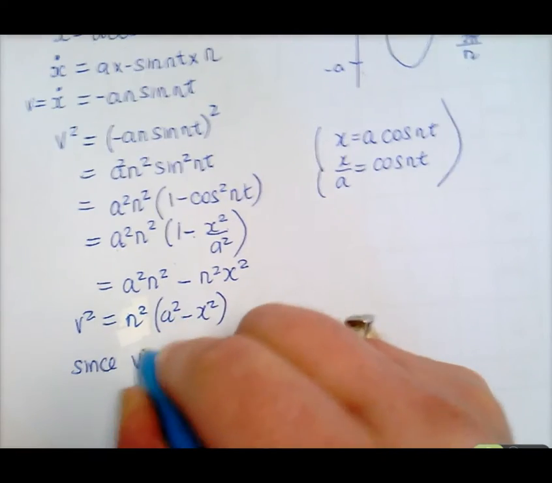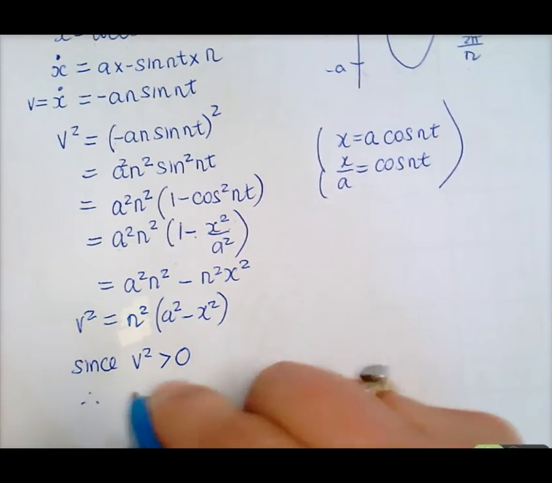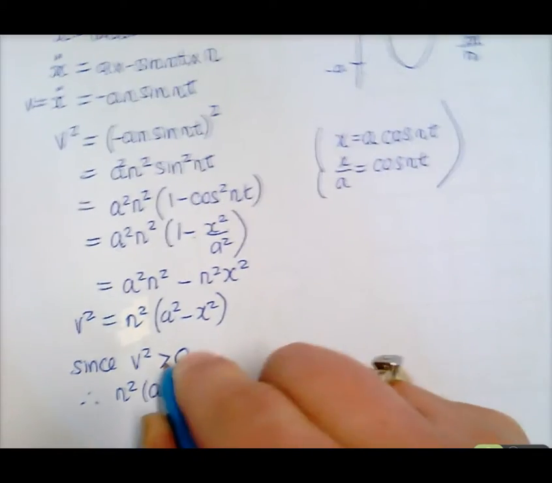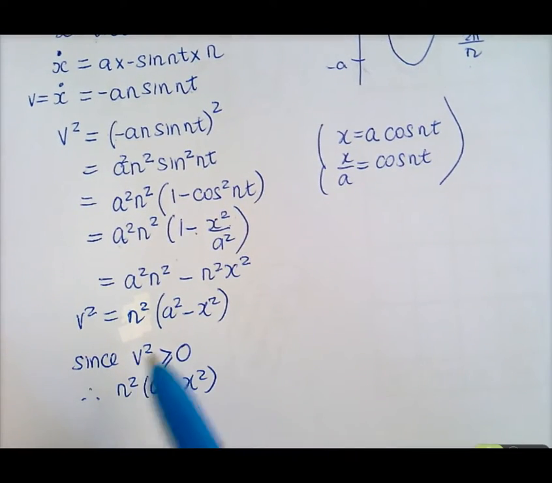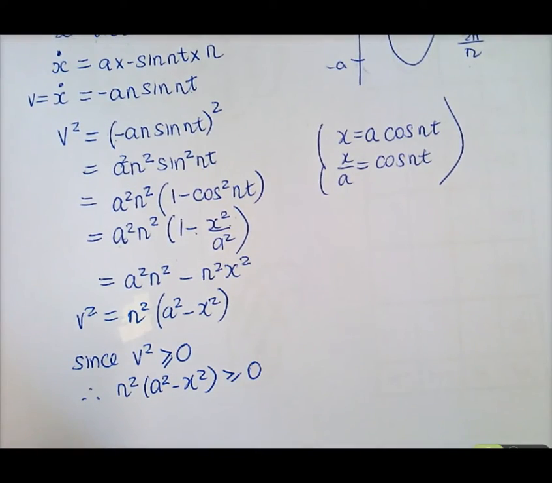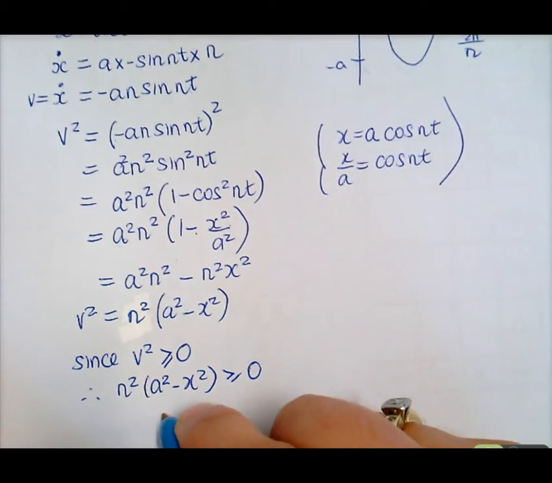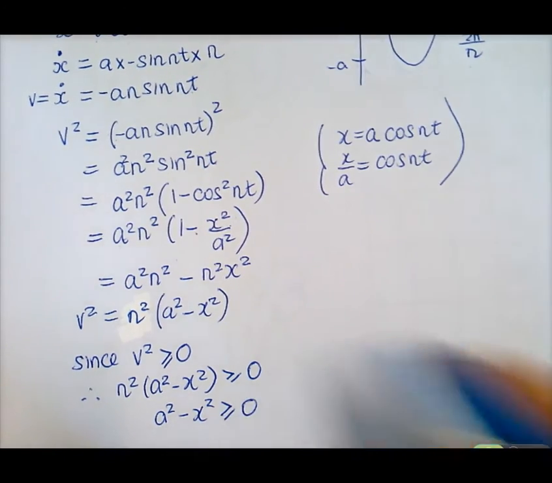Since v squared has to be positive, because if you square something, you get a positive answer, therefore we can say that v squared can be positive or 0, can't be negative. So since v squared is greater than or equal to 0, then n squared bracket a squared minus x squared is greater than or equal to 0 as well. Now, n is just a number, so I'm going to divide both sides by n squared. Therefore, we can say that a squared minus x squared has to be greater than or equal to 0.